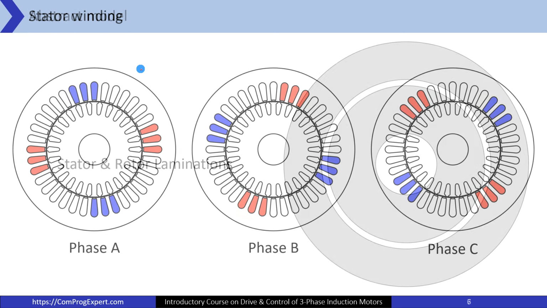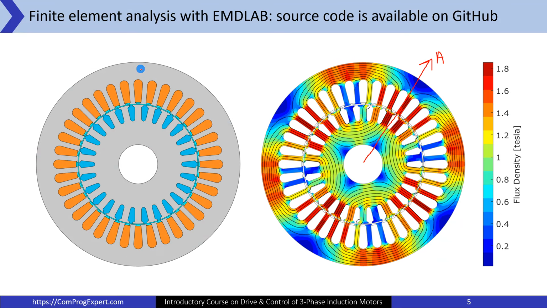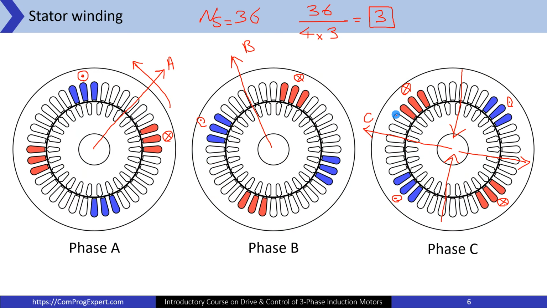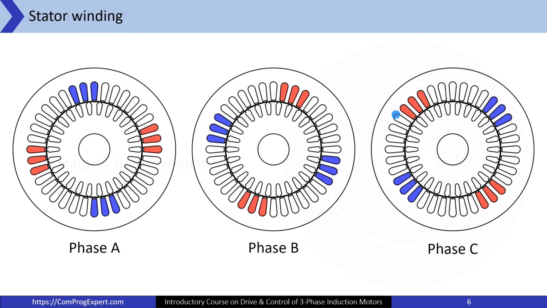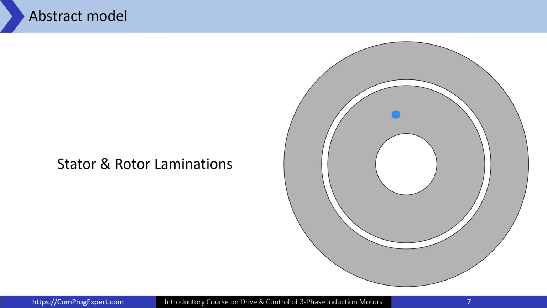So here in the finite element model, as you can see, we have a detailed field solution. We can consider all nonlinearity effects, iron losses, the effect of slotting, and the effect of higher harmonics that we have in torque ripple, and so on. But the aim is to simplify and have an abstract model, yes, to develop the control algorithms using that.